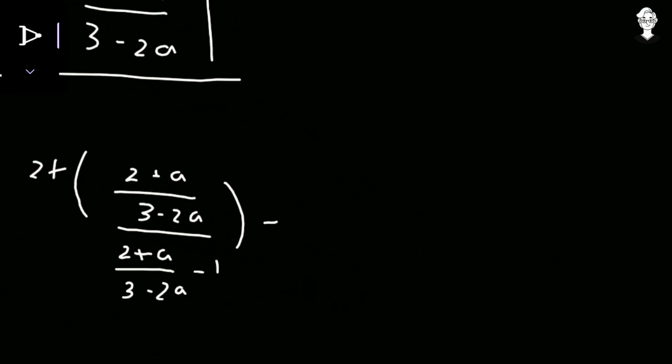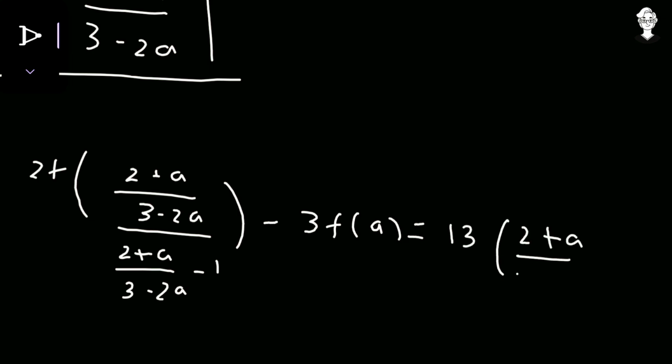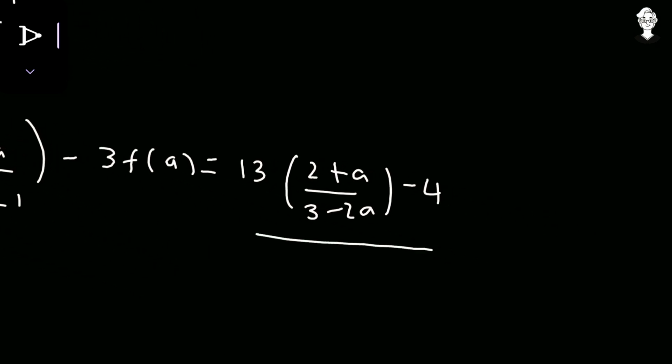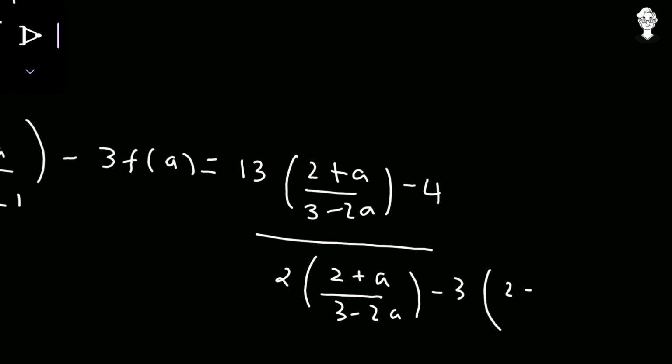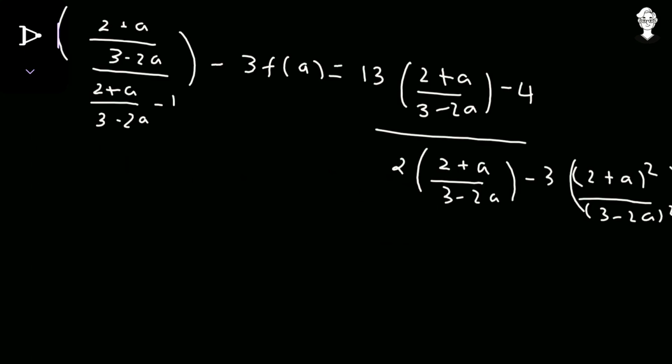So it will turn out to be negative of 3 times f of a, and that is equal to 13 times x, so 13 times (2 plus a) upon (3 minus 2 times a) minus 4, and in the denominator it is 2 times x, so 2 times (2 plus a) upon (3 minus 2 times a) minus 3x square, so 3 times (2 plus a) the whole square upon (3 minus 2 times a) the whole square. Okay, so now let us simplify the terms.